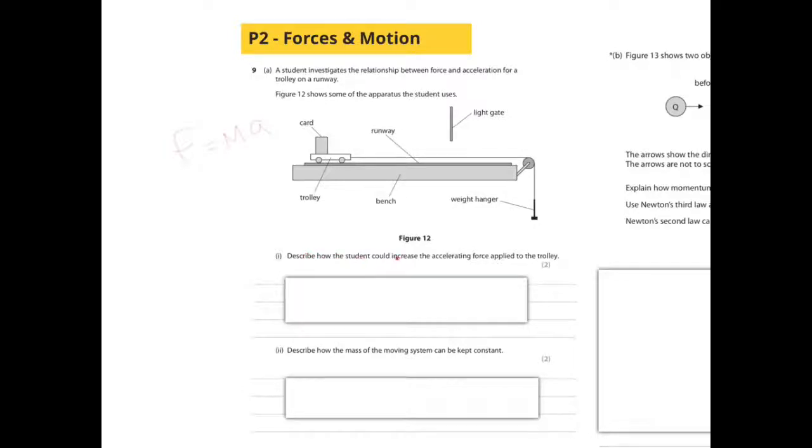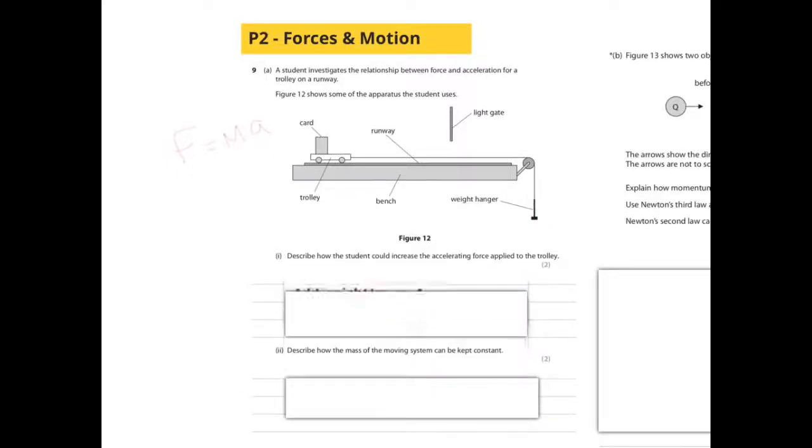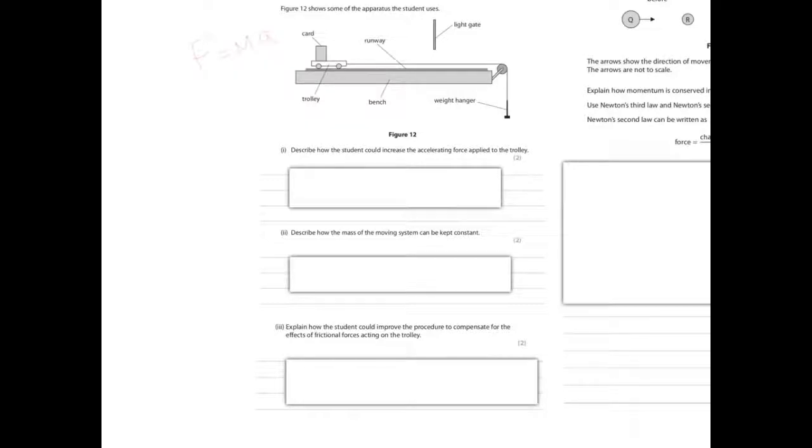Describe how the student could increase the accelerating force applied to the trolley. Describe. So that's easy. This is where the force is applied over here. So by adding more mass to the mass hanger, we increase the force. So add weight or mass to the mass hanger. Easy.